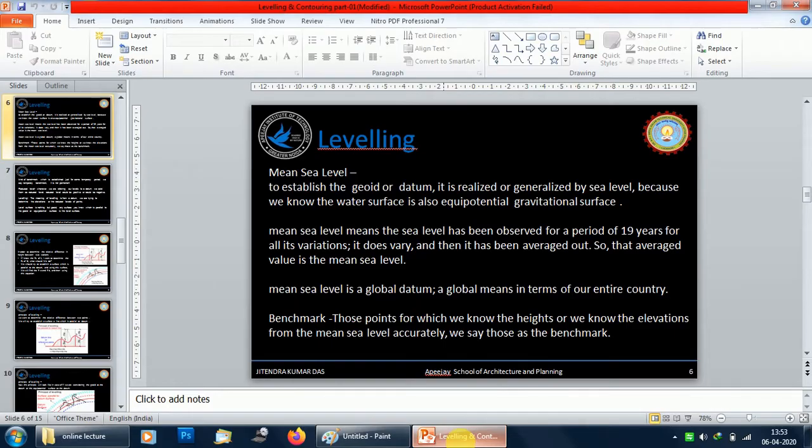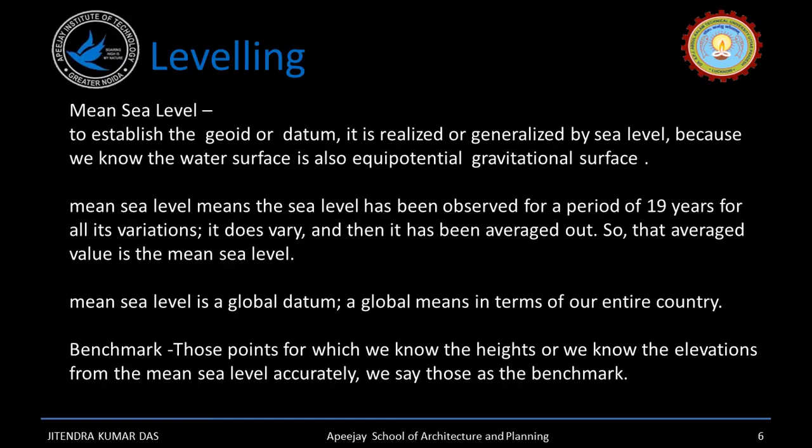Mean sea level. To establish the geoid or datum, it is realized or generalized by the sea level. Why? We just understood this, because we know that the water surface is also an equipotential gravitational surface. It is just sea level.